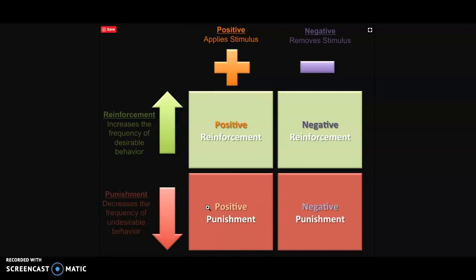late for curfew. You can also use negative punishment in a similar manner. Again, remember, with negative, you are removing a stimulus. So in this case, it being punishment, something is removed to decrease the likelihood of behavior.